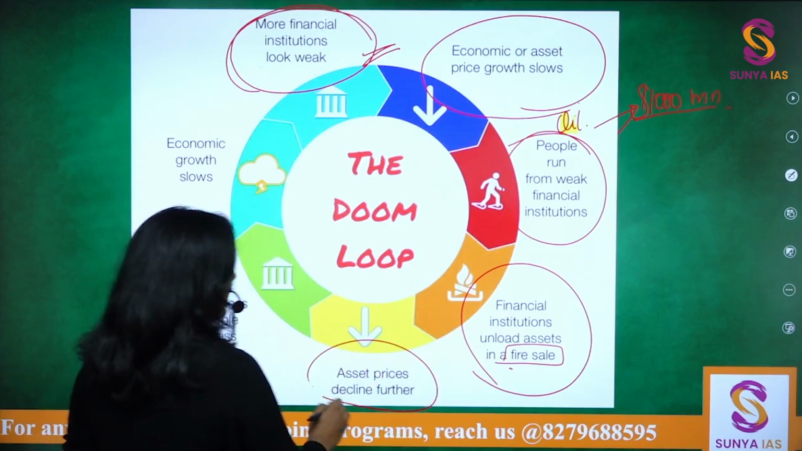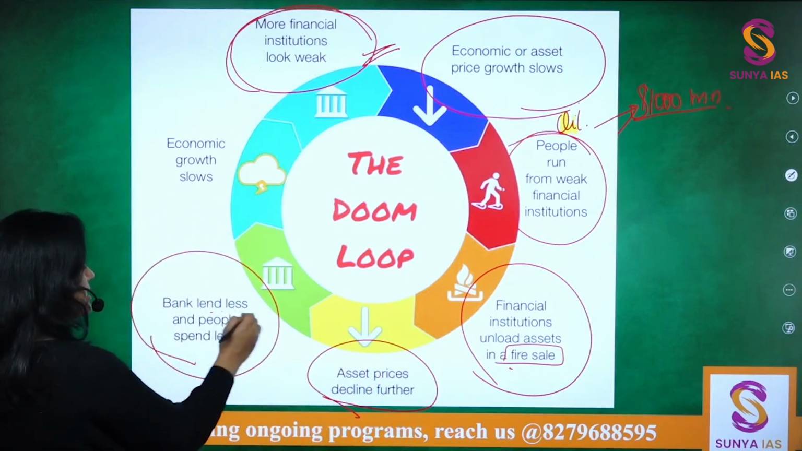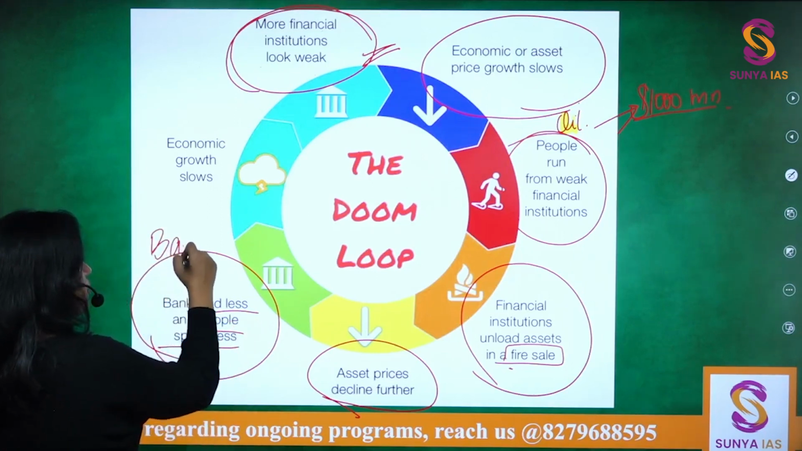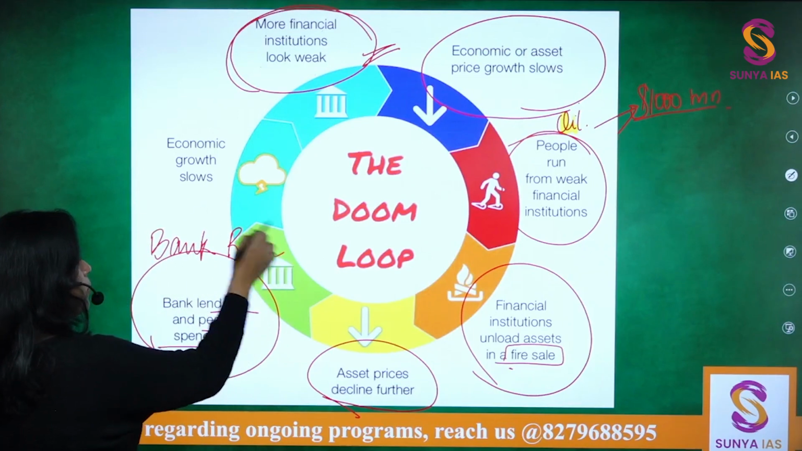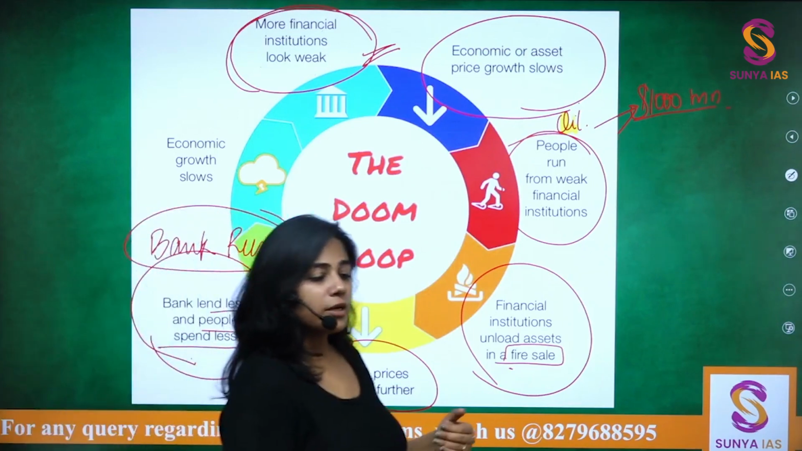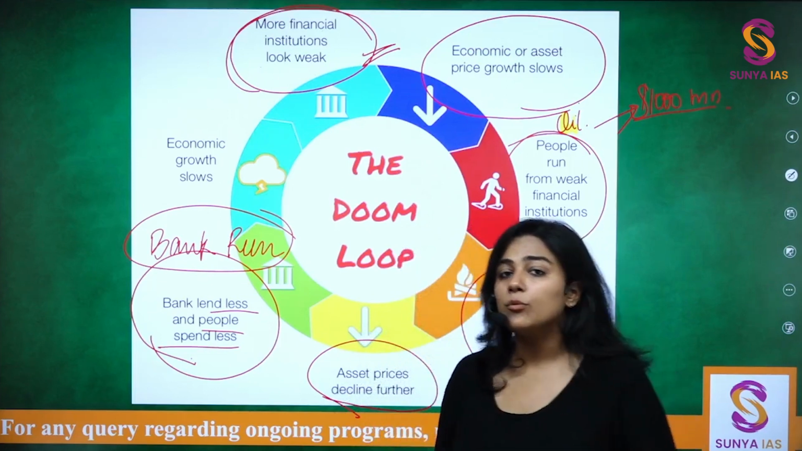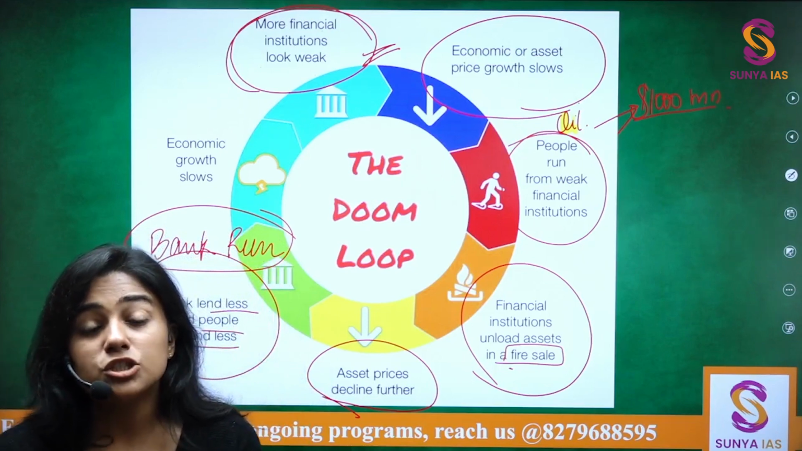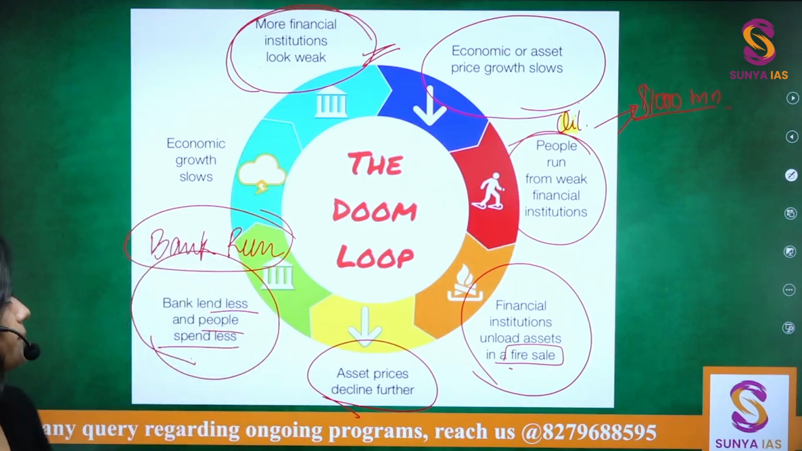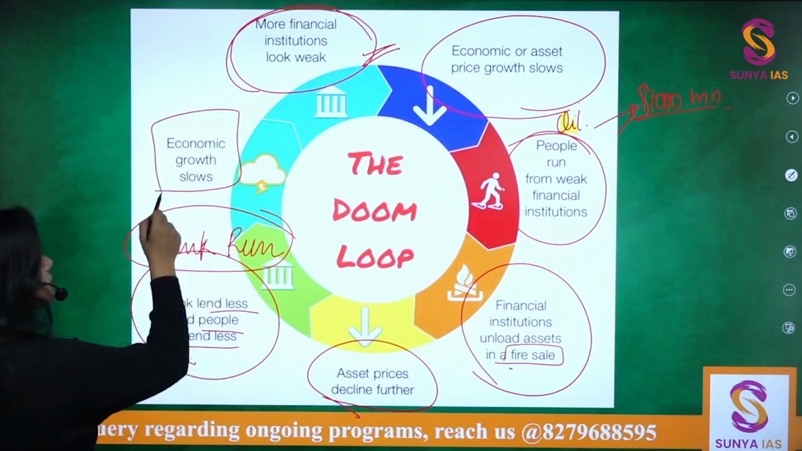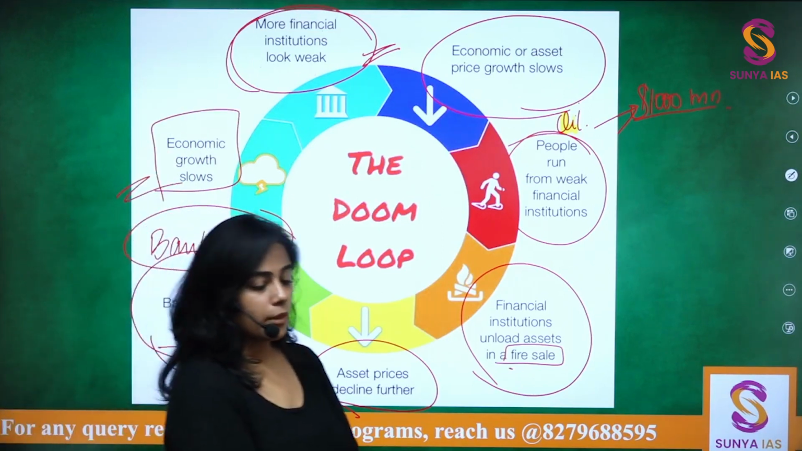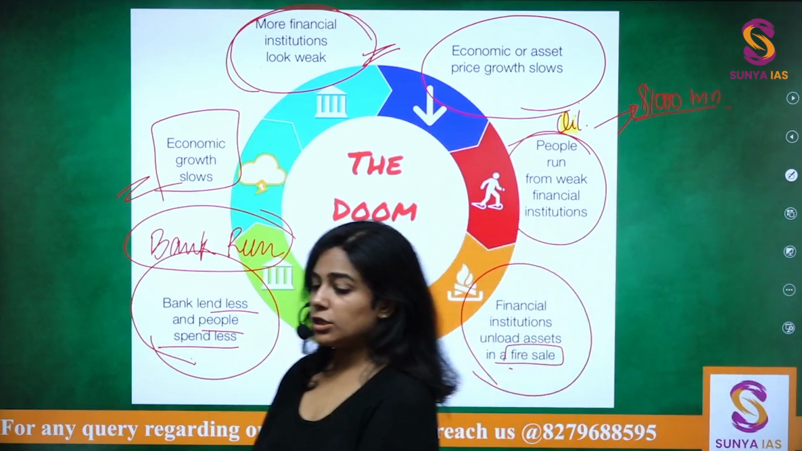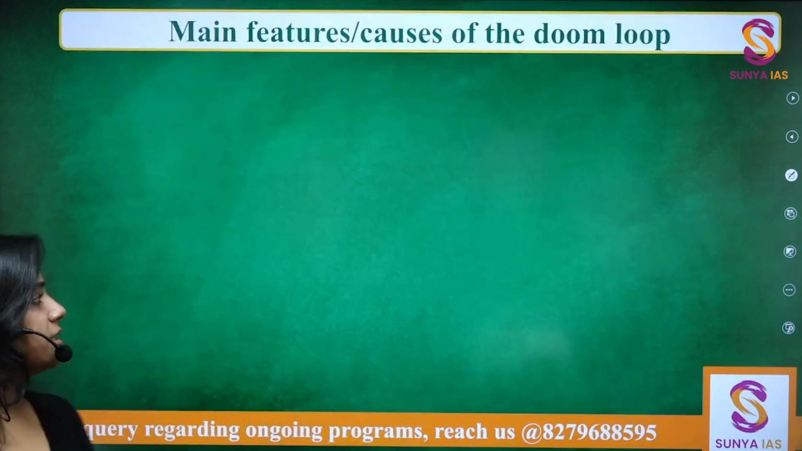Then asset prices decline further, banks lend less, and people spend less. Fine. And even here, people also go for a bank run, which means whatever money is there in the bank, they would want to withdraw even that money, because they are not sure the bank might shut down tomorrow. Fine. And overall, the result is that economic growth will slow. Now, this is something that is happening in the European Union, the Eurozone. It is happening in the Eurozone right now.